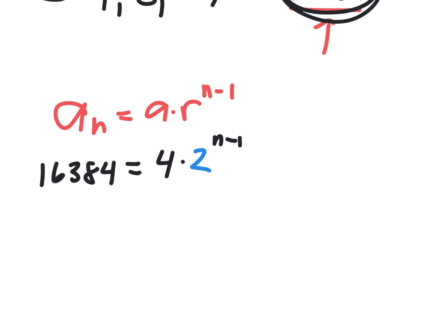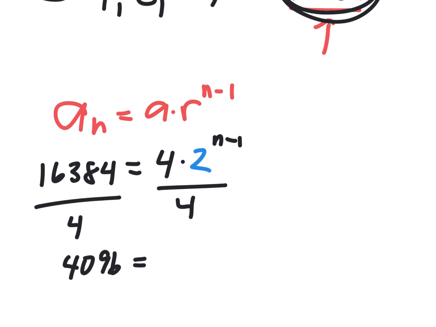And now I had somebody ask me before, how do you solve this without guess and check? I totally get this would be tricky. Now you have a calculator, right? So I would have taken, and I just use my calculator. I'm going to use Siri, but what is 16384 divided by 4? 4096 equals 2 to the n minus 1.